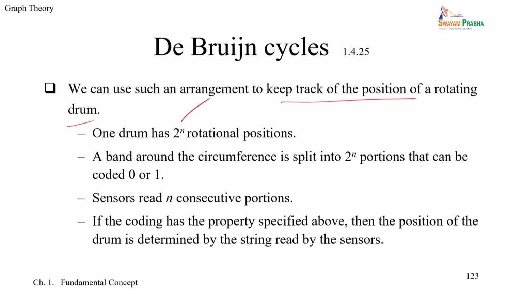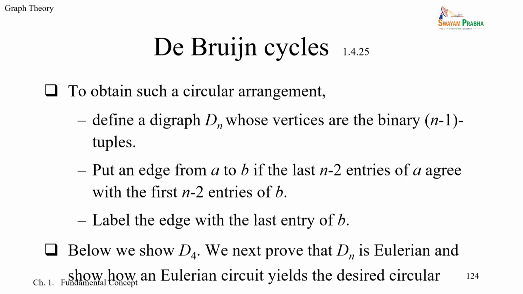One drum has 2 power n rotational positions. The band around the circumference is split into 2 power n portions that can be coded 0 or 1. Sensors read n consecutive portions, and the coding has the property specified above. Then the position of the drum is determined by the string read by the sensors.